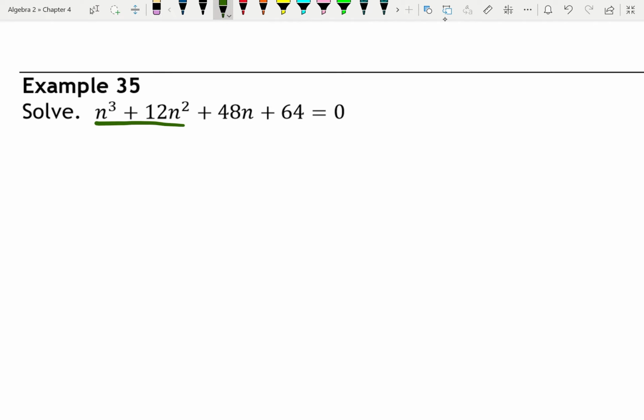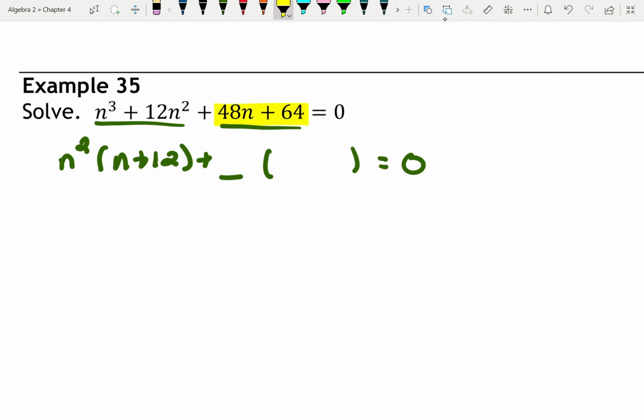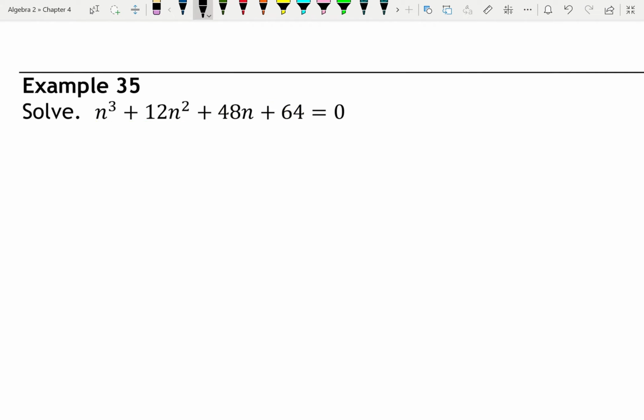I'm going to look at the first 2 and the last 2, and I'm going to try to factor by grouping. And don't write this down because it's not going to work out, but I want to show you what I'm going to try to do. From the first 2, I'm going to pull out an n squared, and then I'd be left with an n plus 12. And then I want to see how I could make the second piece look like something with an n plus 12. And I'm just not seeing how we could make that work out. So this one would be unfactorable, or at least I can't see how to factor it.